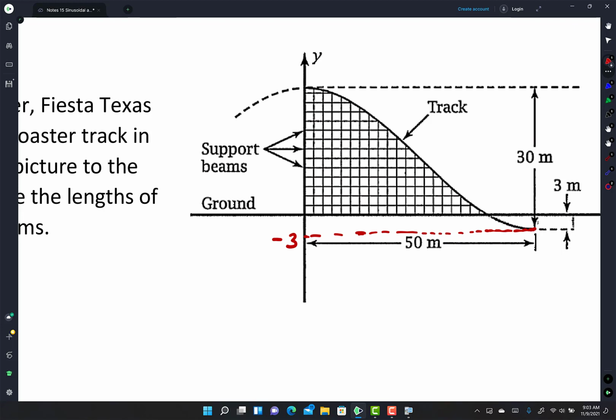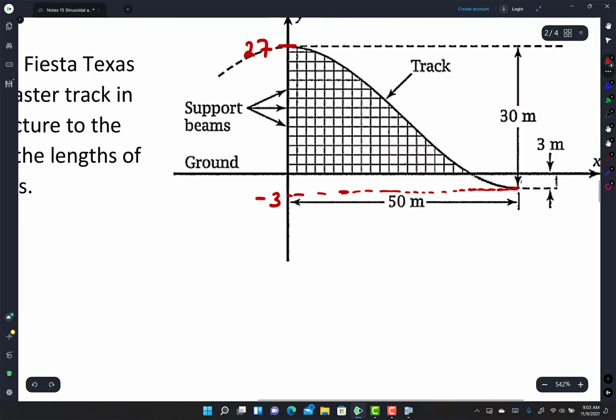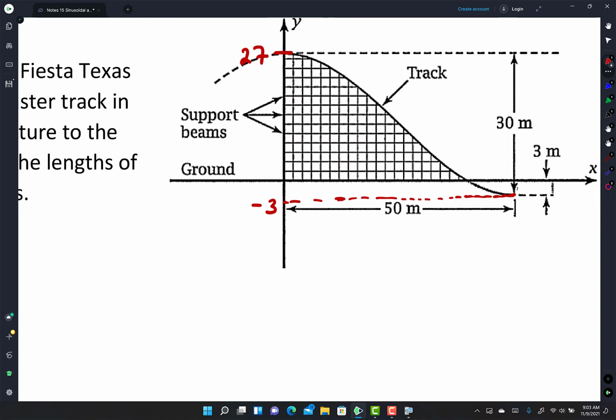And knowing that this stretch is 30 meters from the low to the high, that means my high is not at 30. My high is at 27. Perfect. Are we cool? I think we know enough now to get the equation of this curve. What's easier to use? Cosine.